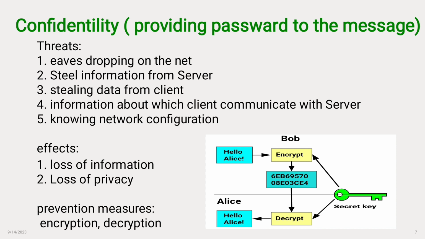The hacker cannot see the message. Even if he sees the message, he cannot identify what it was, because the statement is not understandable. The threats that occur in confidentiality are eavesdropping on the net, stealing information from the server, stealing data from the client, learning which client communicates with the server, and knowing the network configuration. Effects are loss of information and loss of privacy. Prevention measures are encryption and decryption.